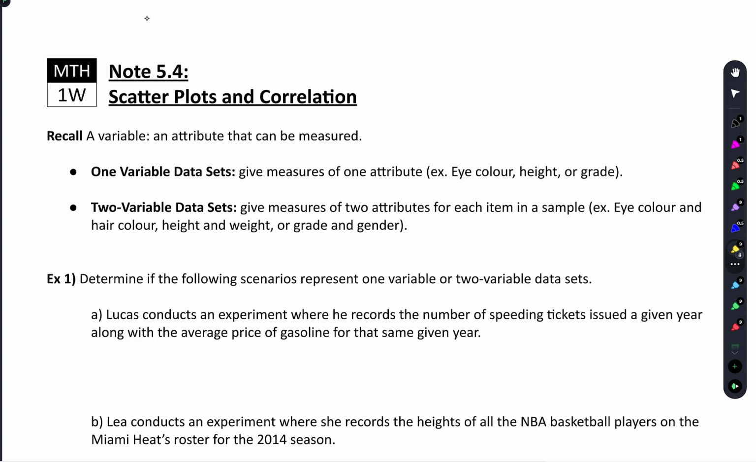Now, a variable is something that can be measured, and we say it's an attribute that can be measured. So anytime I use the word attribute, we're just thinking about something that can be used as a variable. A one variable data set involves just one attribute, one thing that we're measuring about the person or the object. It might simply be their eye color or their height or what grade they're in. These are just one piece of information about the person or the object.